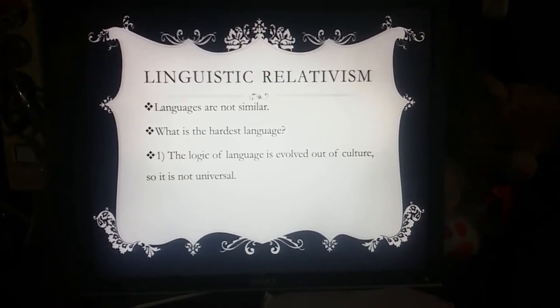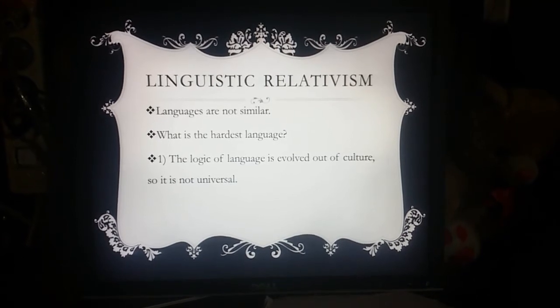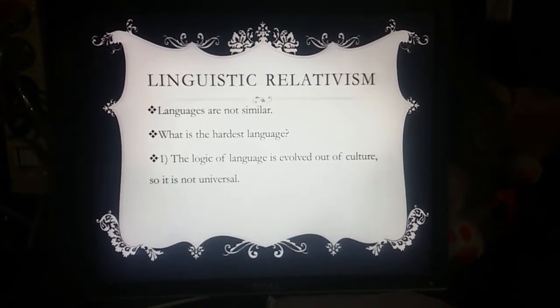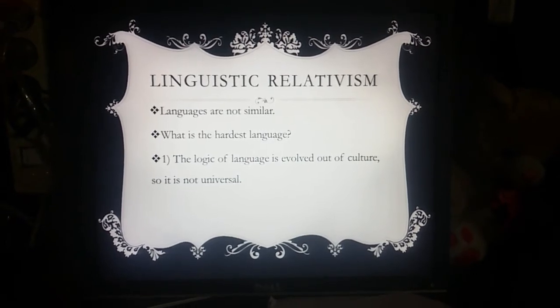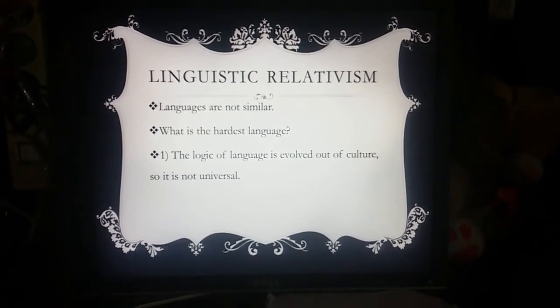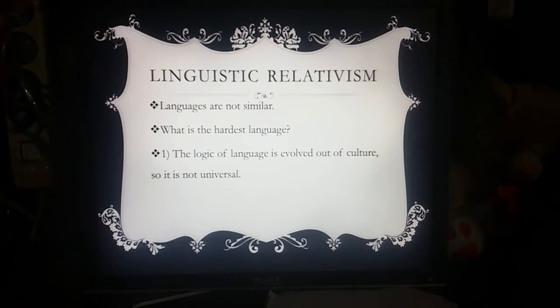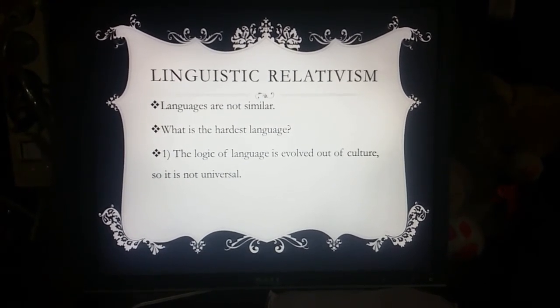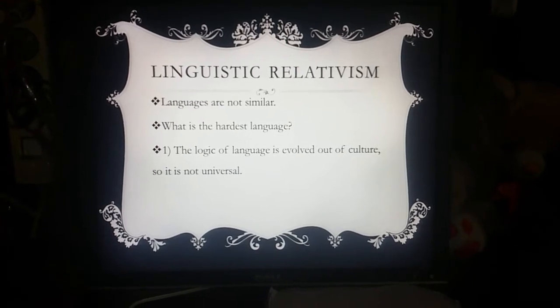Number one, the logic of language evolved out of culture, so it's not universal. By the logic of language I mean rational, emotional, and ethical arguments and thoughts. So the logic of language is dependent on culture, and cultures differ. For example, the logic in Arabic countries is different from that of Western countries.